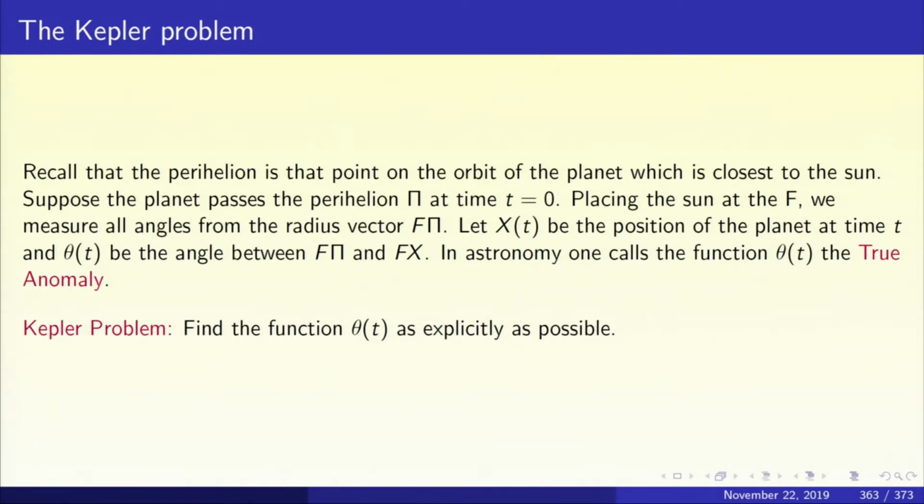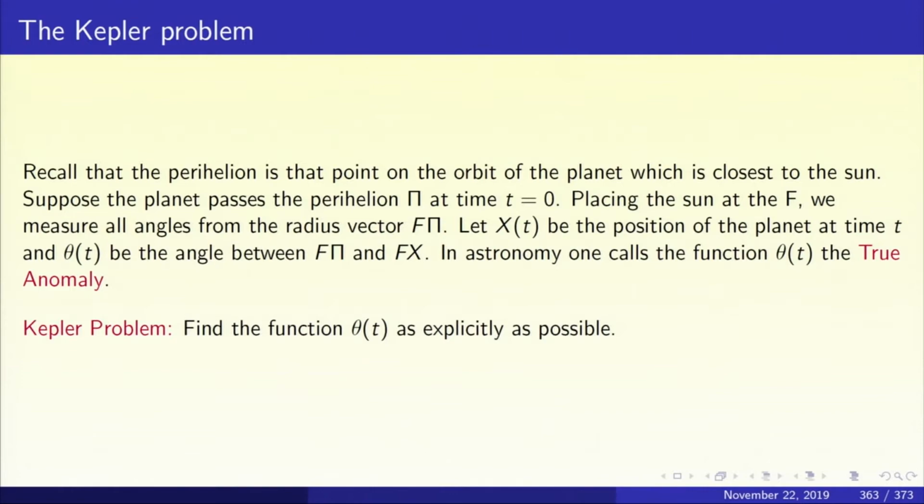The sun is at the focus. Let us assume that we are starting the time when the planet crosses the perihelion. The point at which the planet is closest to the sun, at that point of time we start our stopwatch. We begin measuring time from that instant when the planet crosses the perihelion. So when time t equal to 0, the planet is at pi. Now the sun is at the focus f, and now we measure the angles from the vector f pi. We got the vector f pi from the focus to the perihelion.